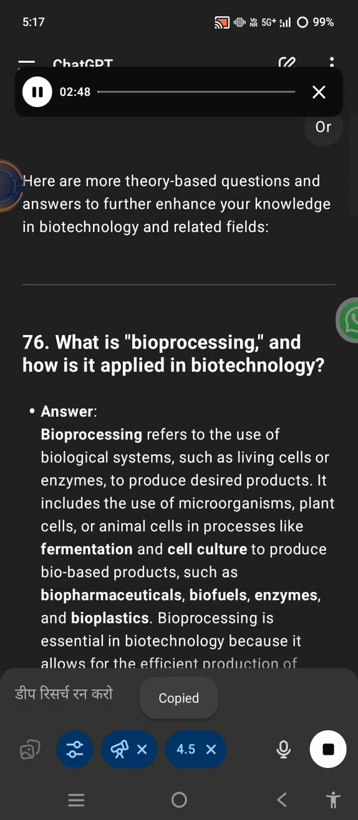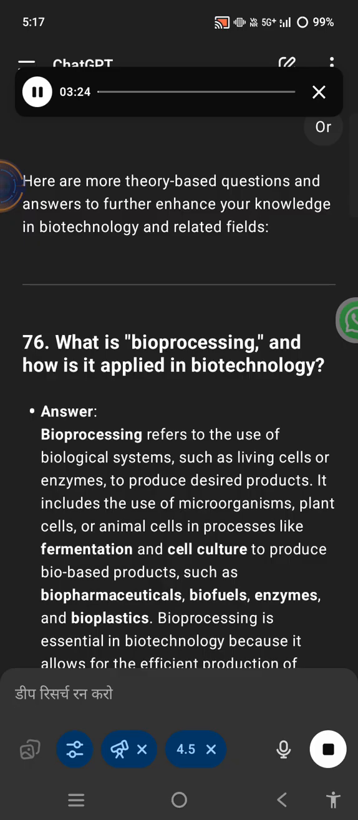35. What is bioremediation, and how is it used in environmental biotechnology? Answer. Bioremediation is the use of living organisms such as bacteria, fungi, or plants to remove, neutralize, or degrade contaminants from the environment. This process is commonly used to clean up polluted environments, including oil spills, heavy metals, and other toxic chemicals. By leveraging the natural ability of certain organisms to break down pollutants, bioremediation provides a sustainable and environmentally friendly alternative to chemical cleanup methods.